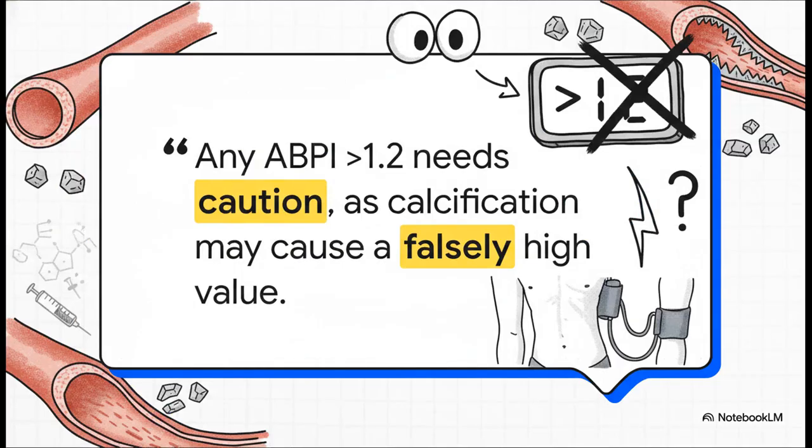There's an important pitfall to be aware of with the ABPI. Sometimes you can get a falsely high reading, something over 1.2. This often happens in patients, particularly those with long-standing diabetes, whose arteries are calcified and rigid, making them hard to compress. So you always have to interpret the number within the full clinical context.